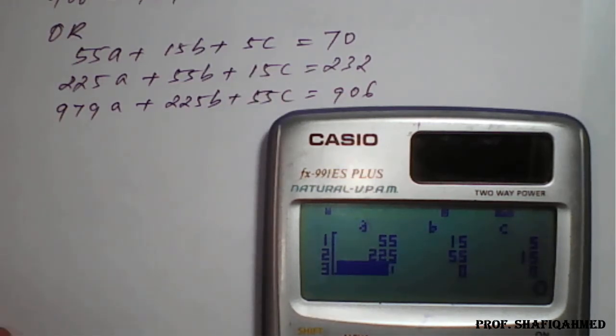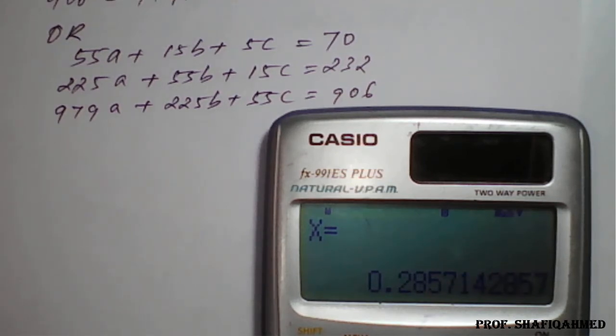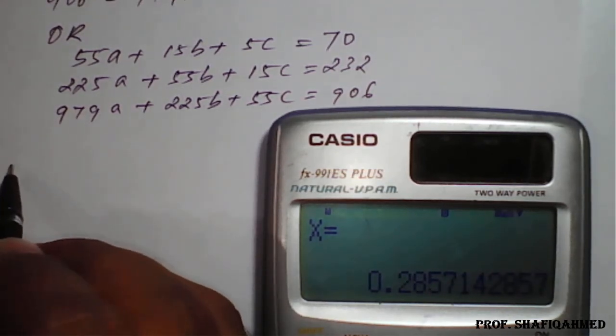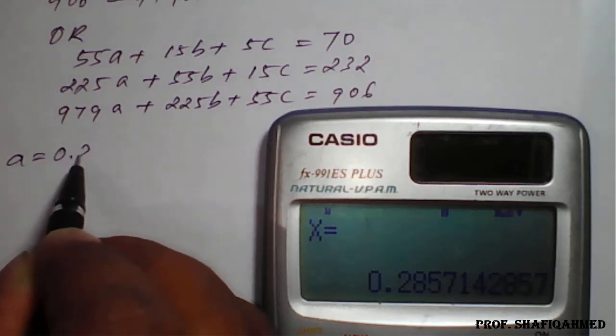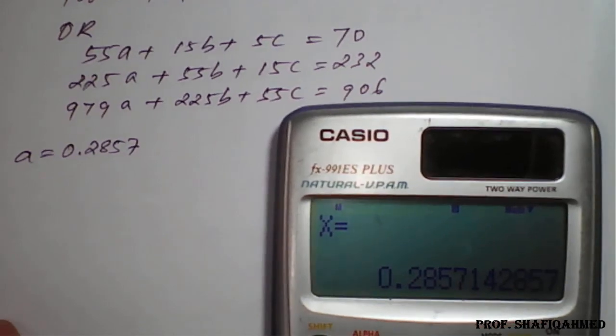Next, the third equation: 979, 225, 55 and 906. So press the equal to sign. It will give the first value, which is a, the second value is b, the third value is c. So x is equal to 2 upon 7, which is nothing but a value, 0.2857. We got it.